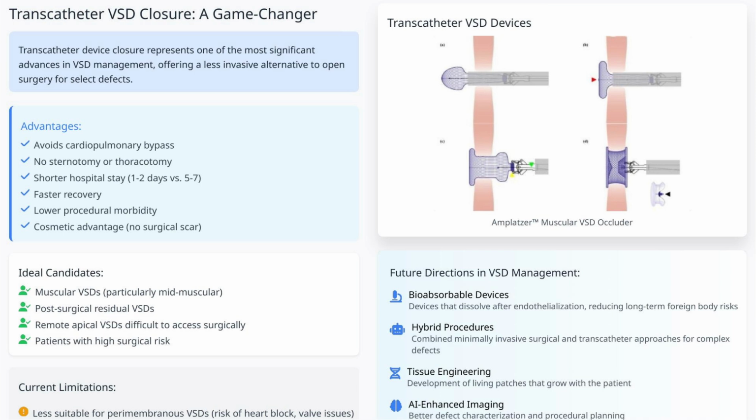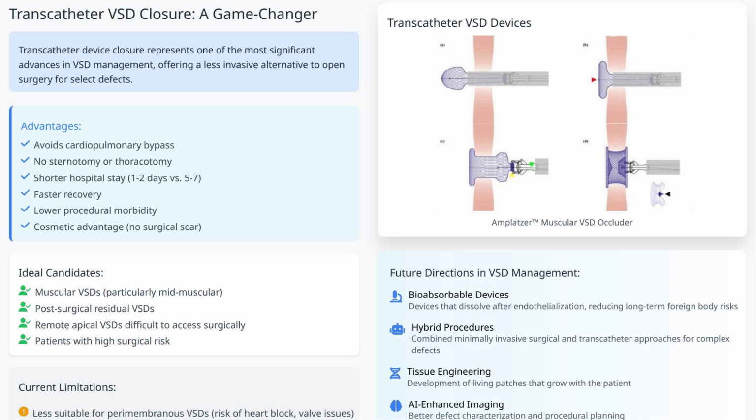Transcatheter device closure techniques. This represents one of the most significant advances in the management of muscular ventricular septal defects in recent years. Traditionally, all VSDs requiring intervention were treated with open-heart surgery. However, transcatheter approaches now allow certain types of VSDs, particularly muscular defects, to be closed using catheter-delivered devices without requiring cardiopulmonary bypass or sternotomy. These procedures typically involve accessing the heart through blood vessels in the groin, navigating to the defect, and deploying a double-disc occluder device that sandwiches the ventricular septum.